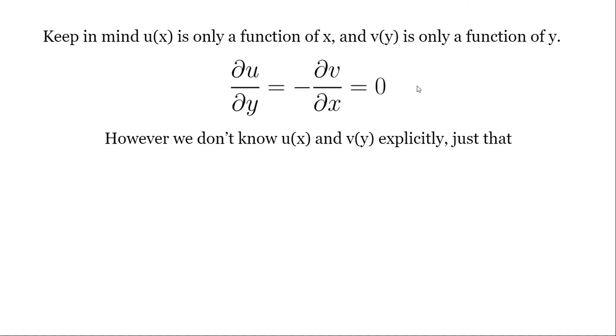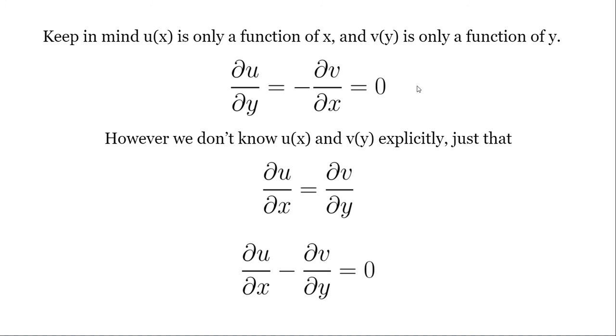We don't know u(x) and v(y) explicitly, so we can't explicitly calculate their partial derivatives, which makes things a little harder. But we do know that the Cauchy-Riemann equation is satisfied, so we know that the partial of u with respect to x is equal to the partial of v with respect to y. And another way of looking at this is moving the partial of v to the other side, so we get partial of u minus partial of v equals 0.